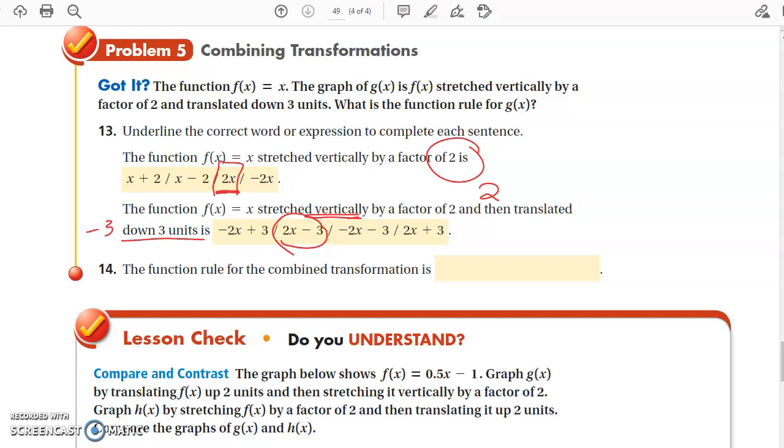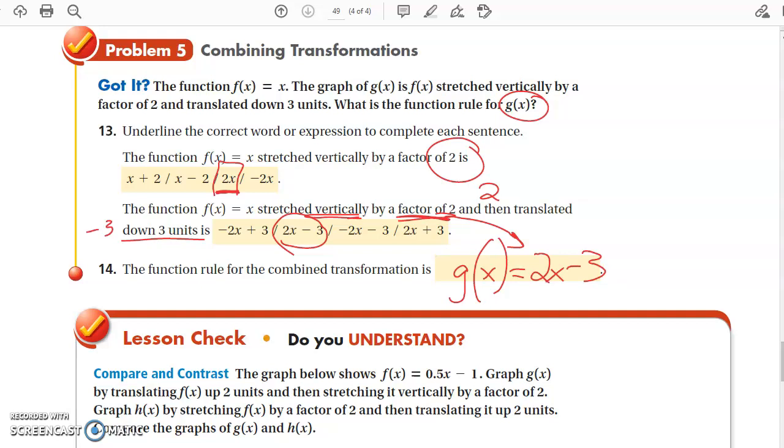Don't make it hard. The function rule for the combined transformation is what? Well, we have g. We knew it was g. Right here it says g. We're going to write g of x equals what we just said, right? Factor of 2, right there, times x, and then it's down, so we know it's going to be -3. It's not as hard as you think, guys.